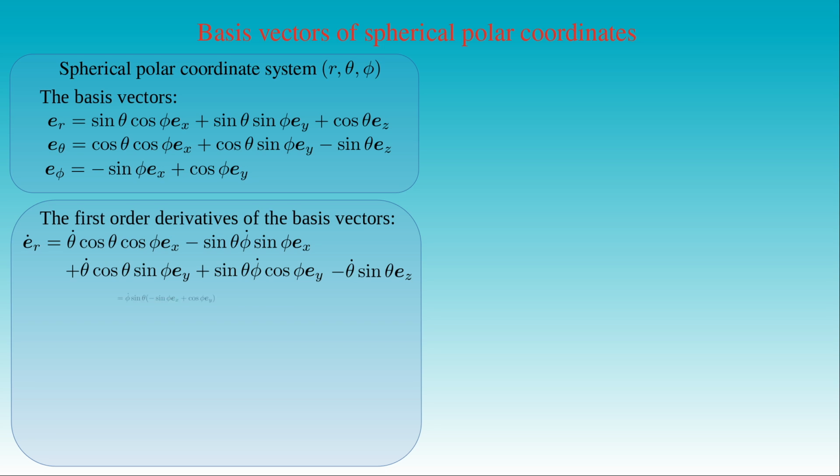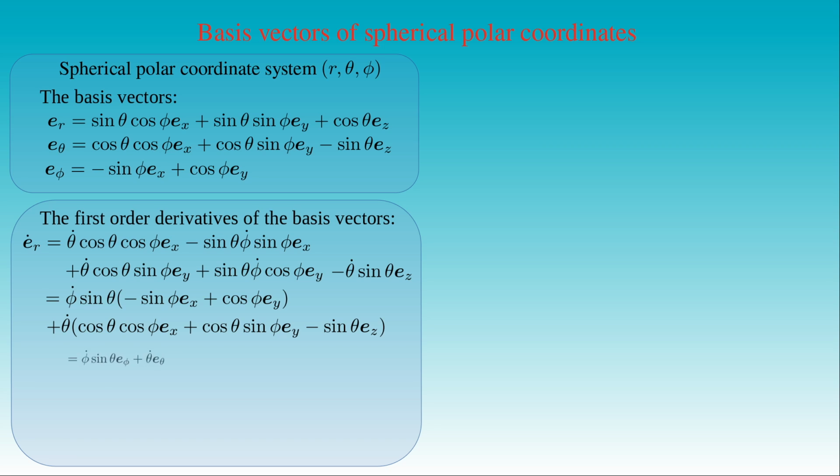This gives phi dot times sine theta, times the sum of minus sine phi times ex and cosine phi times ey. We can also factor out the derivative of theta from the rest of the right-hand side, which gives theta dot times cosine theta times cosine phi times ex plus cosine theta times sine phi times ey minus sine theta times ez. Now we recognize that the expressions in the parenthesis in the first term give the basis vector E phi, whereas the expressions in the parenthesis in the second term give the basis vector E theta. Then the derivative of the basis vector ER can be written as phi dot times sine theta times E phi, plus theta dot times E theta.